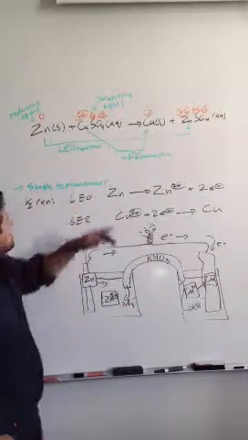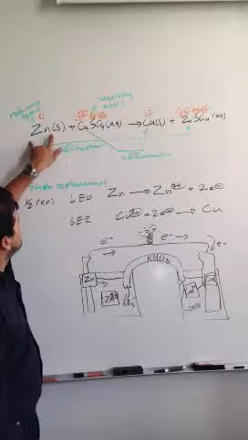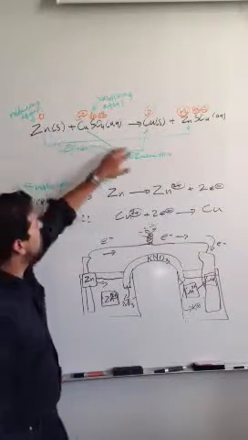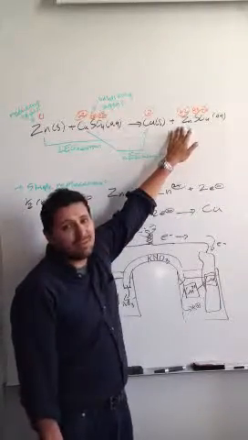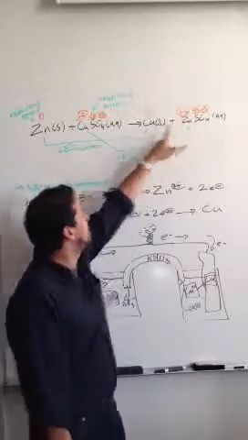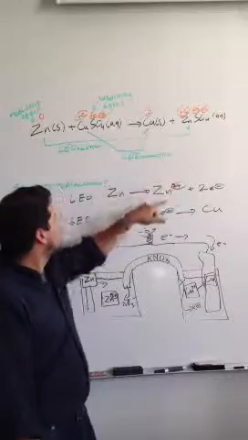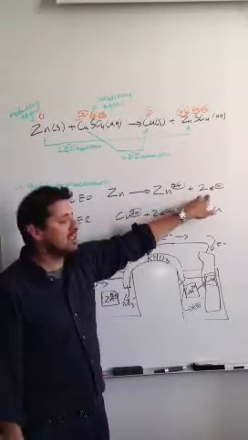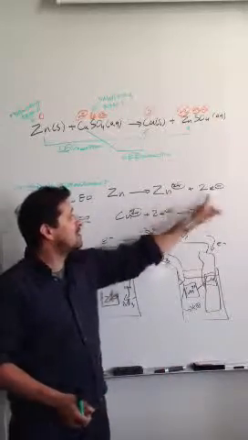Let's do the half reactions. Look, we just break it in half. The zinc loses 2 electrons to form Zn2+. How did I know there were 2 electrons? Well, look, it's +2, so it's got to go from 0 to +2. So I know that I'm losing electrons. Zinc goes to zinc 2+ and 2 electrons. It's a product. That's why it's on the right side.